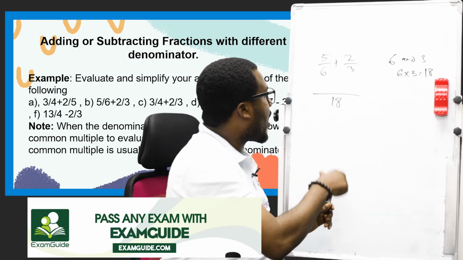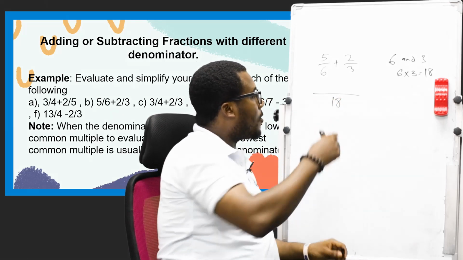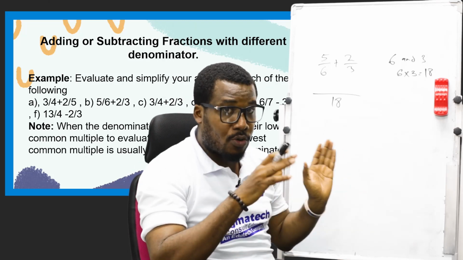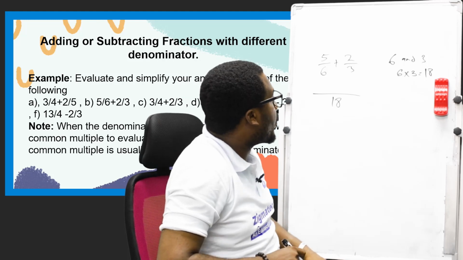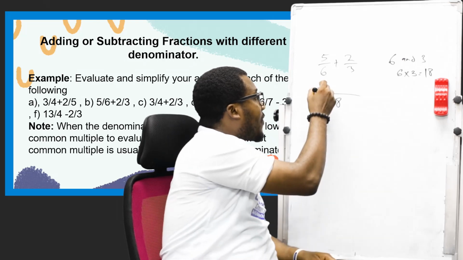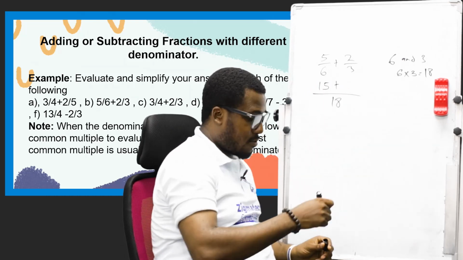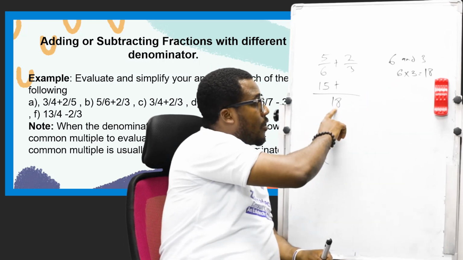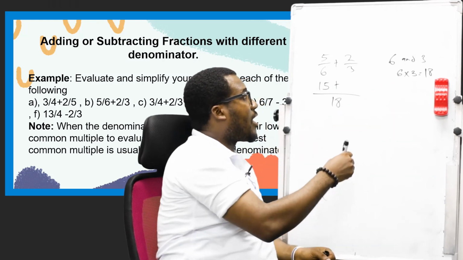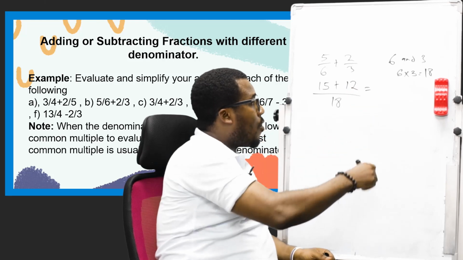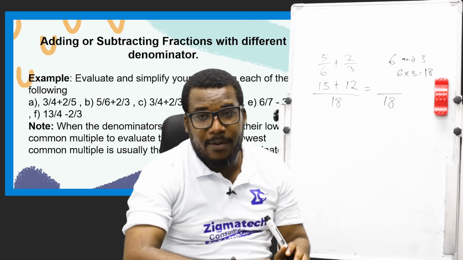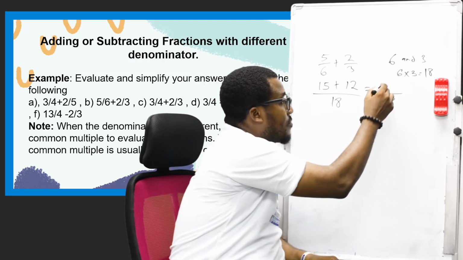Now, okay, we have 18 now. Again, I can still use 6, it will work. But we are using 18 because we want to use the multiple method, not really the LCM method right now. Now, if you do 18 divided by 6, you'll get 3. 3 times 5 is 15. And because 3 is here to make the 18, 18 divided by 3 will give us the next number here, which is 6. 6 times 2 is 12. When you put back your denominator, when you add 15 plus 12, you get 27.